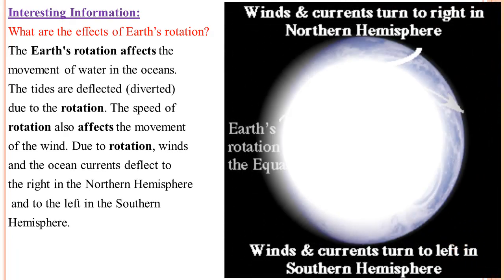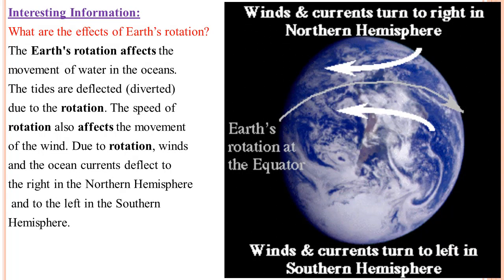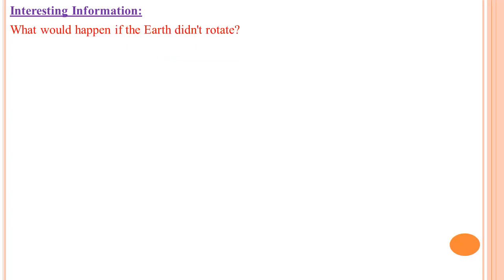There is some interesting information about the topic, and that is, what are the effects of Earth's rotation? The Earth's rotation affects the movement of water in the oceans. The tides are deflected. Deflected means diverted due to the rotation. The speed of rotation also affects the movement of the wind. Due to rotation, winds and the ocean currents deflect to the right in the northern hemisphere and to the left in the southern hemisphere.